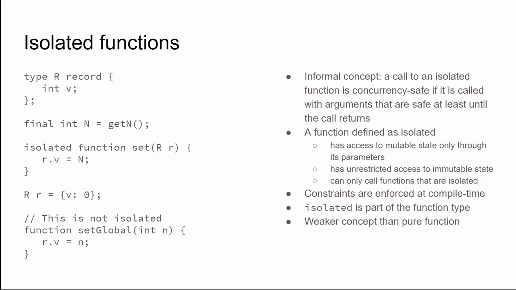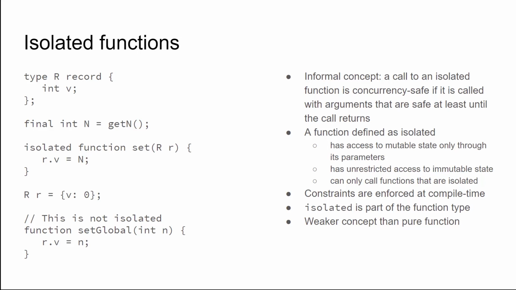So an isolated function, I think of it as a well-behaved function. It's a function that stays in its lane. If you give it the right input, it will be well-behaved. This is a concept that, I don't know if you've heard of D. D is a language written by somebody called Walter Bright, who wrote the first native commercial C++ compiler, I should say.